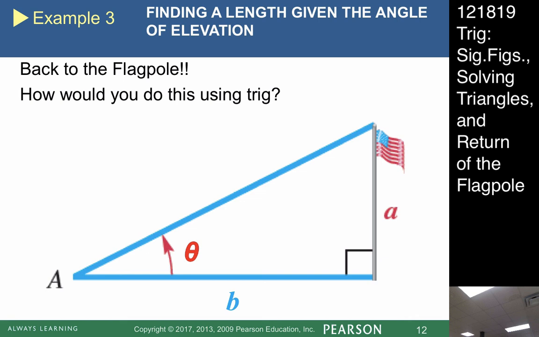Yeah. And then you picked a great angle for theta. Thank you.